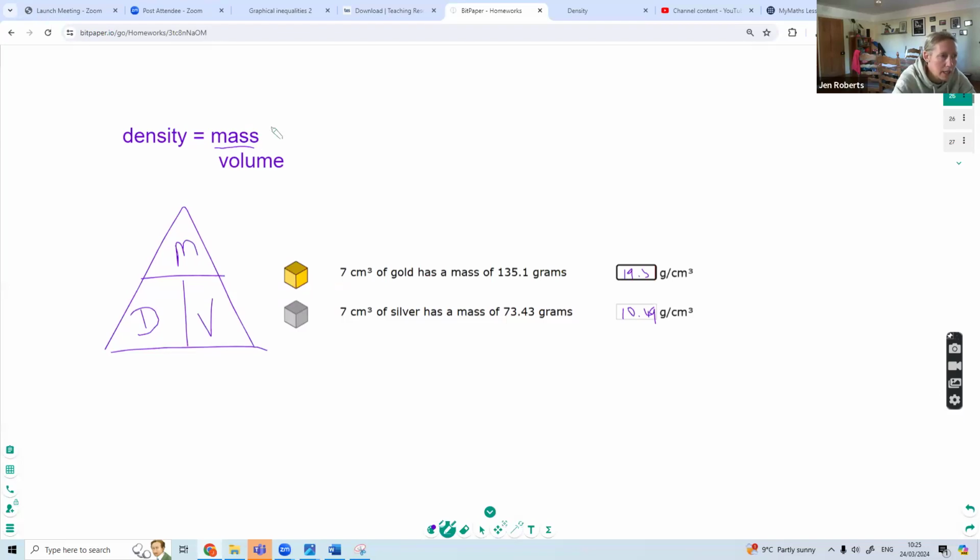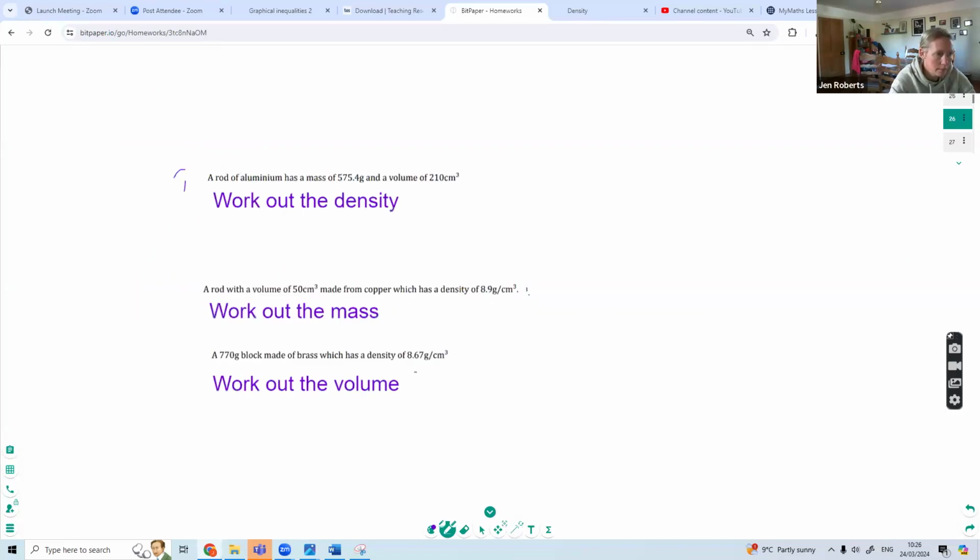Let's just talk about the units. The mass tends to be in grams or kilograms. The volume tends to be in centimeters cubed for this, or I might have meters cubed. And the density is grams per centimeter cubed, something along those lines. Okay, so we'll look at these 3 questions together, and I'll give you 3 to look at yourself. Put my triangle up here: density, mass, volume.